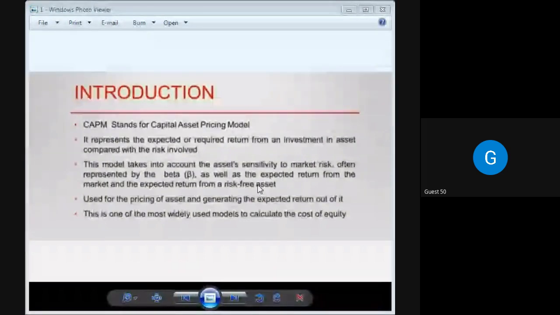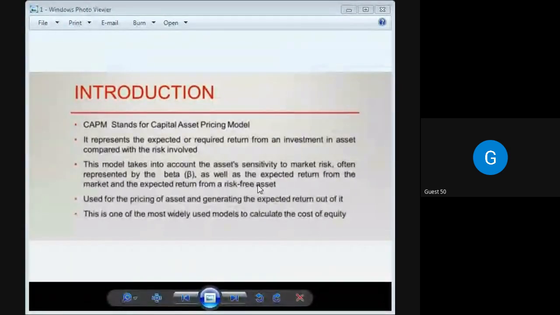So we need to understand what is the minimum hurdle rate to be crossed, and the capital asset pricing model helps in representing the expected or required return from an investment in assets as compared to the risk involved. So, the capital asset pricing model not only helps us find out the cost of equity, it also helps us find out the risk involved in that particular investment.